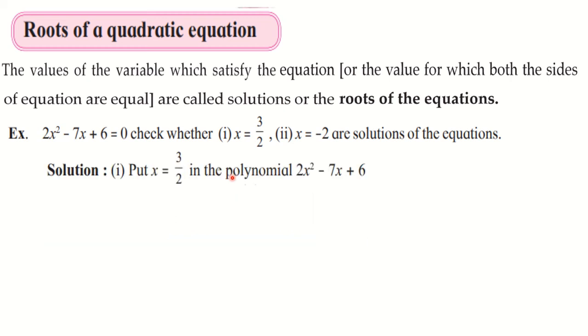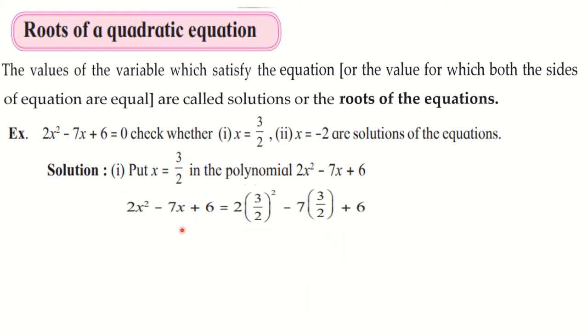First, x is equal to 3 upon 2, which we have to put in the LHS. Here they have used the word polynomial, because when the equal to is removed, it becomes a polynomial. But you can write down that put x is equal to 3 upon 2 in the LHS. That means everywhere x you will replace by 3 upon 2. So what are you going to get?